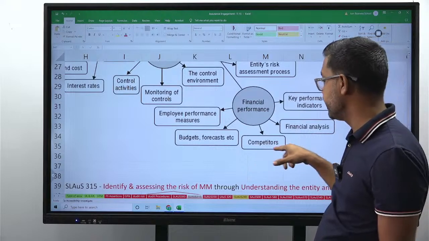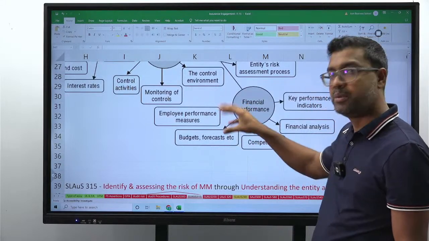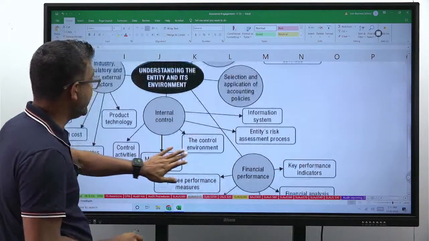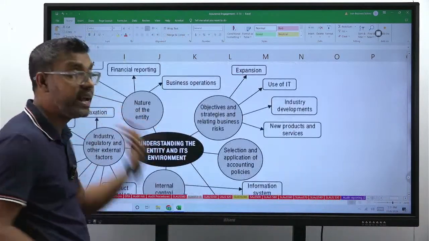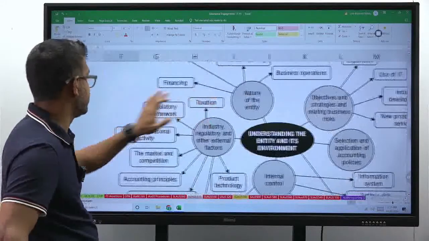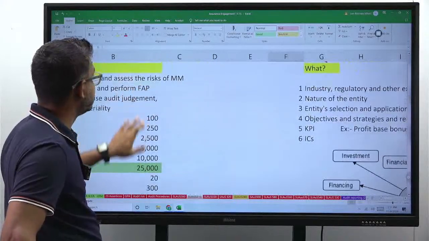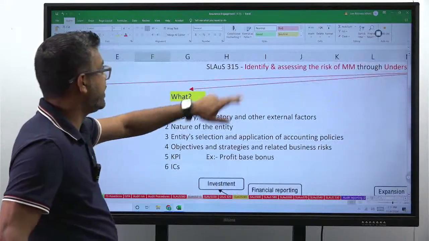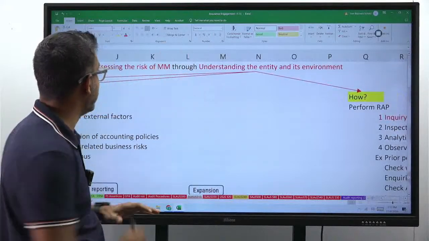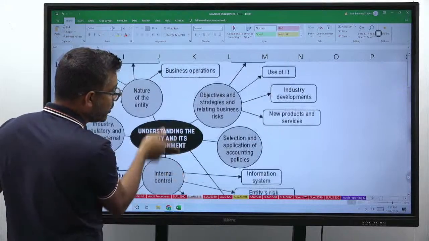Financial analysis, competitors, employee, key performance measures. So these are the 6 areas of understanding. Once you understand these 6 areas, you can identify and assess risk associated with these areas, right? That's why the standard says before you jump into risk assessment, I mean identify a risk of material misstatement, you understand the entity and its environment. That's done. So once you understand the entity and its environment, then you do risk assessment.